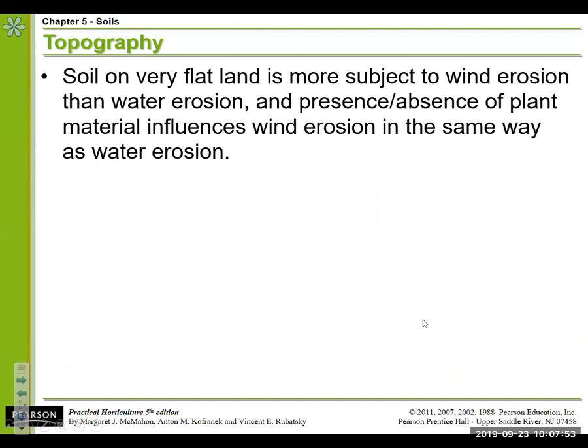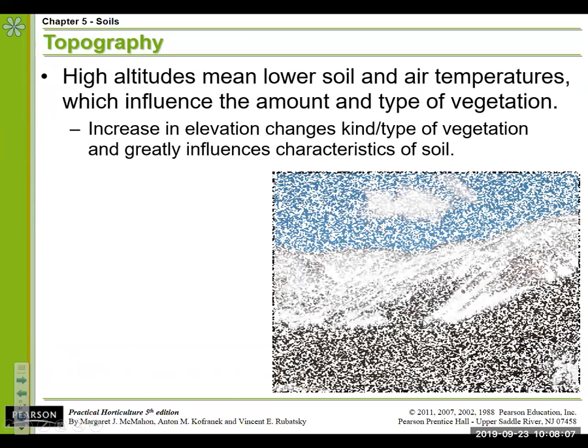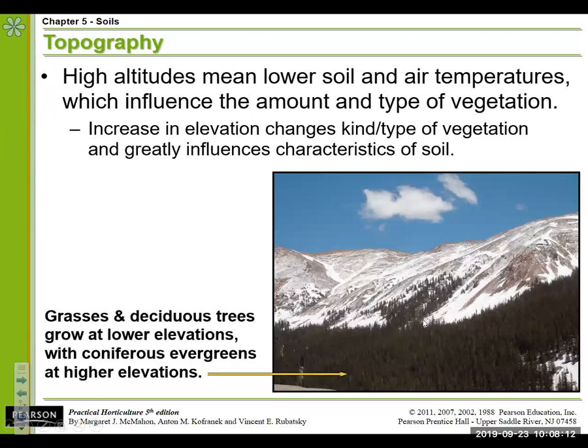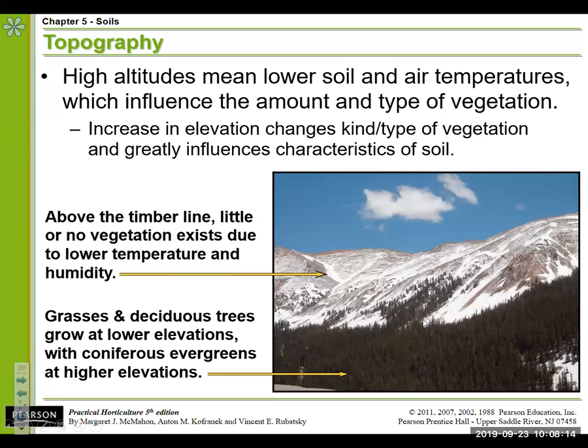That doesn't mean that it's not subject to erosion, though. If it's on flat land, it's especially subjected to wind erosion, pulling away particles of soil, which is actually similar to water erosion. At high altitudes, higher elevations, we're looking at lower soil and air temperatures, which in turn influence the amount and type of vegetation that grows there. So with an increase in elevation, we have a difference in vegetation, which influences that characteristic of the soil.